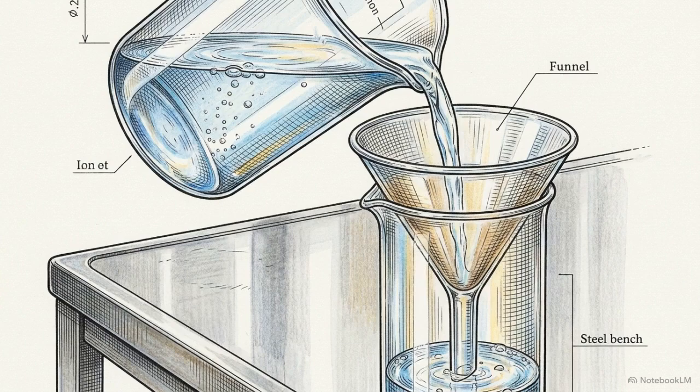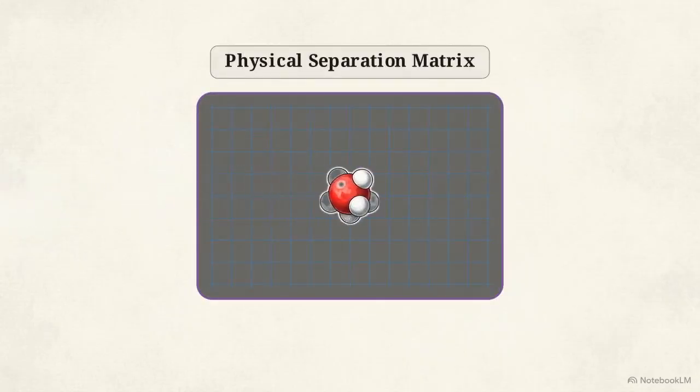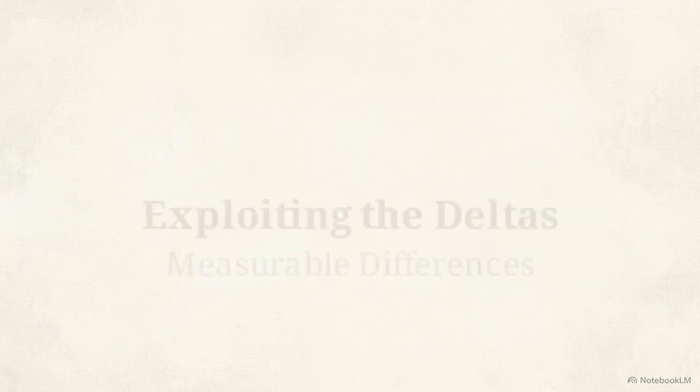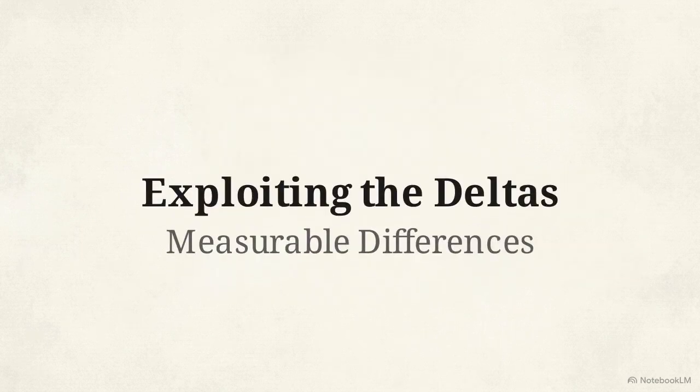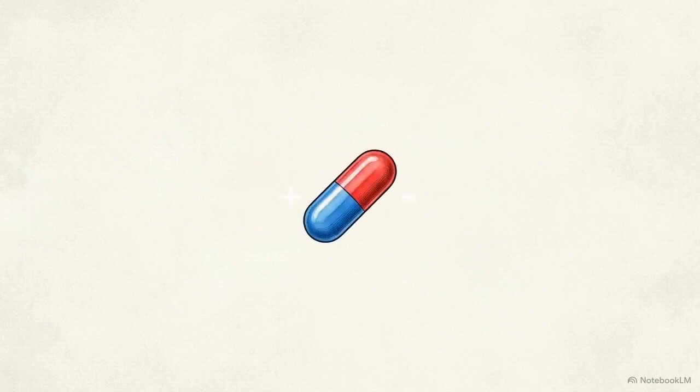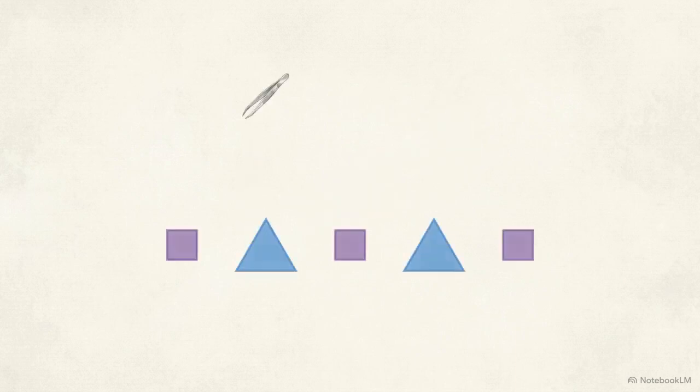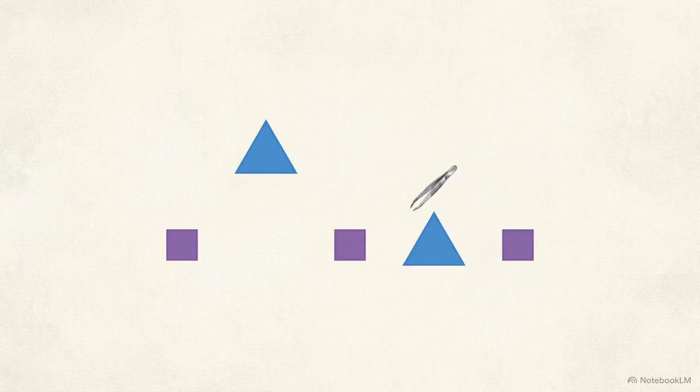Effective separation techniques do not trigger chemical reactions, and they do not alter the chemical identity of the substances involved. Instead, these methods exploit the deltas. We measure the precise differences in physical properties like particle size, boiling point, and molecular polarity between the components of a mixture, and we use those exact margins to pull them apart.